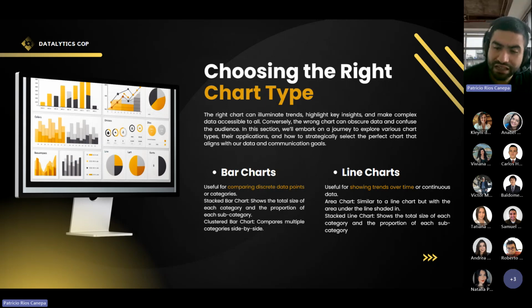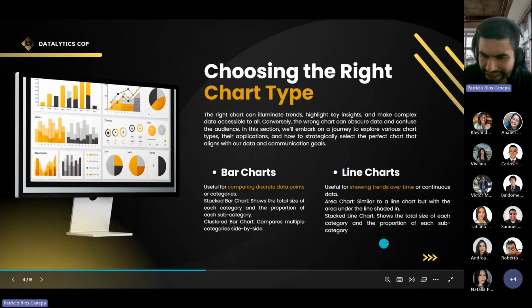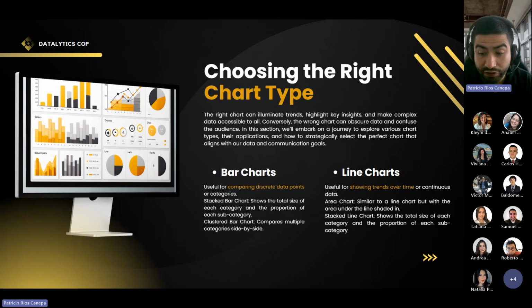Also, we have line charts, and line charts are very useful because in any dashboard, in any type of analysis, we need to understand how patterns work, and patterns work across a timeline series. So line charts are really useful for showing trends over time, because we want to look for those patterns to understand what's going on with our data. Okay, we also have area charts and stacked line charts that are really helpful to get a grasp on the behavior over time of our set of data.